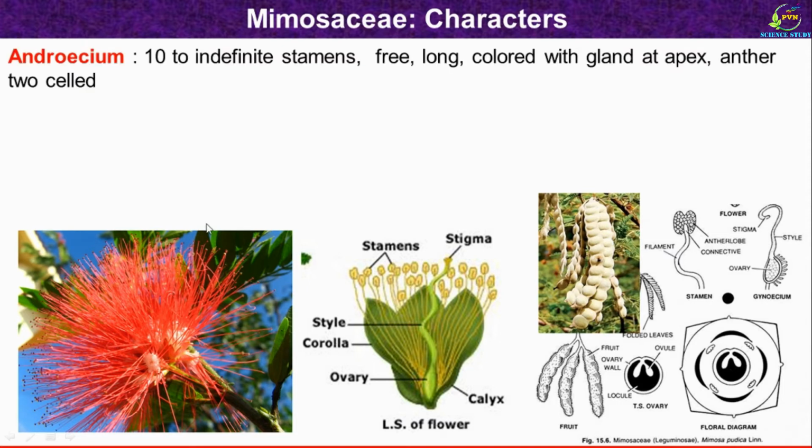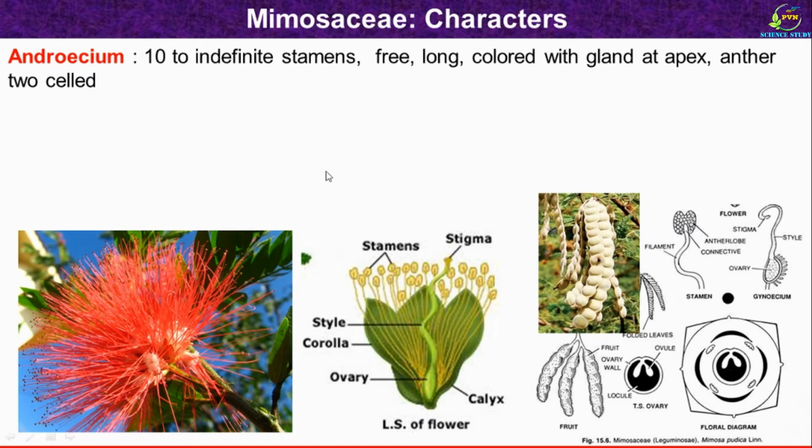First of all, we will see androecium. Androecium is the male sex organ. Androecium consists of 10 to indefinite stamens. So here in this flower we can see that there are many stamens, and so they are considered as indefinite stamens. They are free, as you can see here. They are long, colored with gland at the apex. So here the gland is present at the apex of the stamens. Anthers present are with two cells. So here you can see the filament, connective as well as the anther lobe.